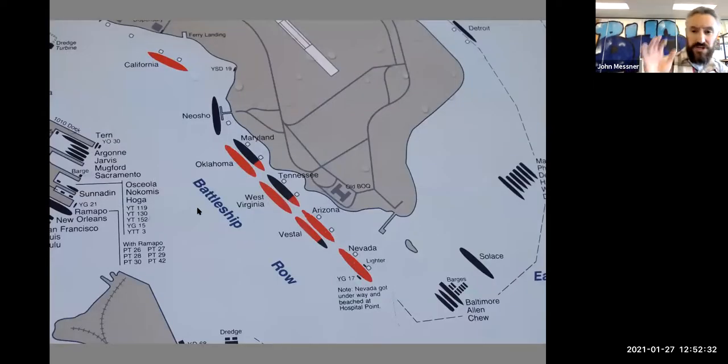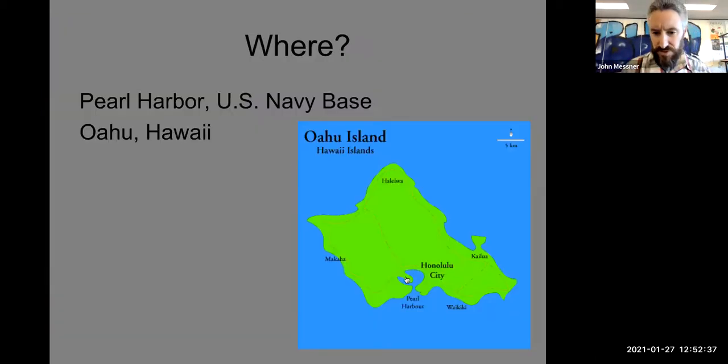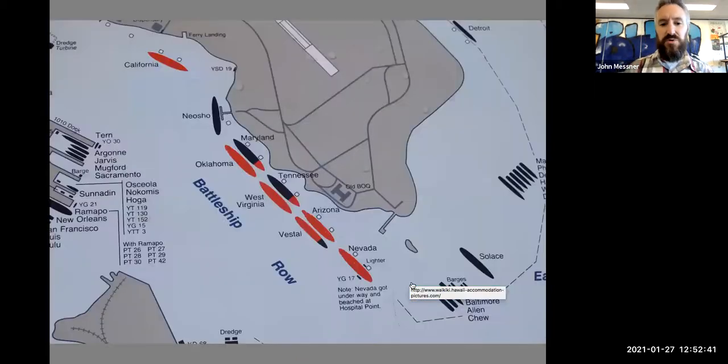So here's a close-up. We were looking at Pearl Harbor in that last one. So now if we're looking specifically at this island and Pearl Harbor, this is what we would see on the day of December 7th, 1941. And so again, we are docking basically our whole Navy that's on the West Coast in the Pacific Ocean in Hawaii to deter Japan's aggression.